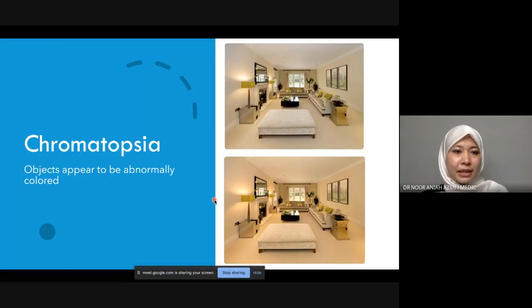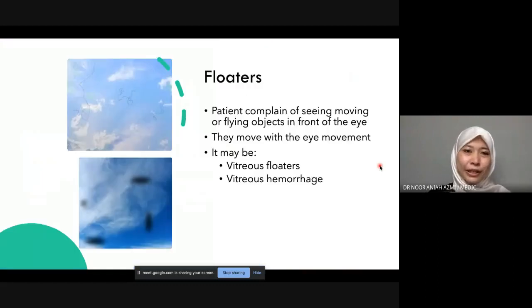All right. The other type is the chromatopsia. This one, the color objects appear differently. Like for example, in this room, this is the normal one, but this one there's like a hue of yellow. And these ones are usually lesions that involve the optic nerve, or in general, like the color blindness, that is congenital color blindness. Okay. So this is another important symptom that is also alarming, which is floaters.